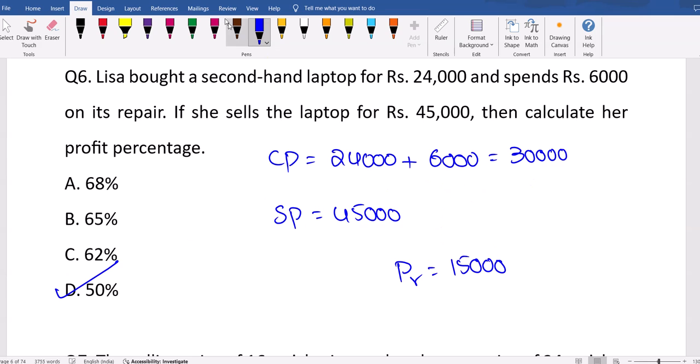Percentage means with respect to cost price. So divide by 30,000, it means half. Half means nothing but equal to 50 percentage.